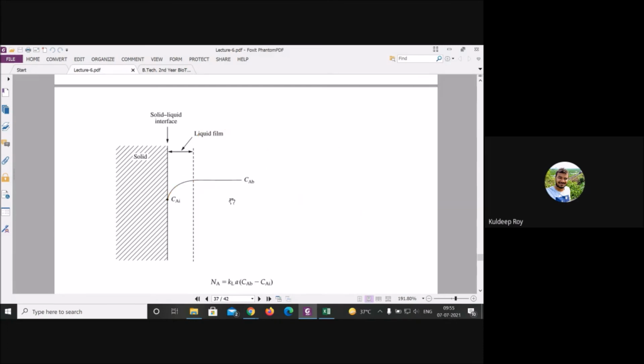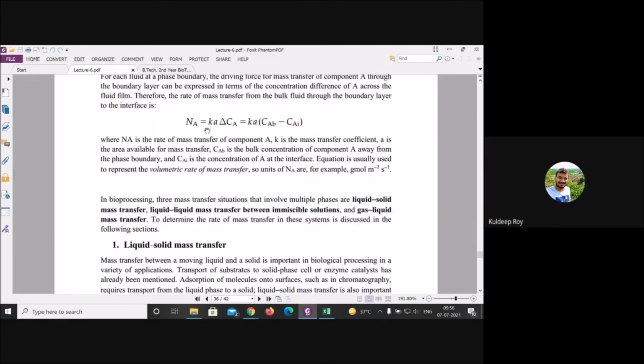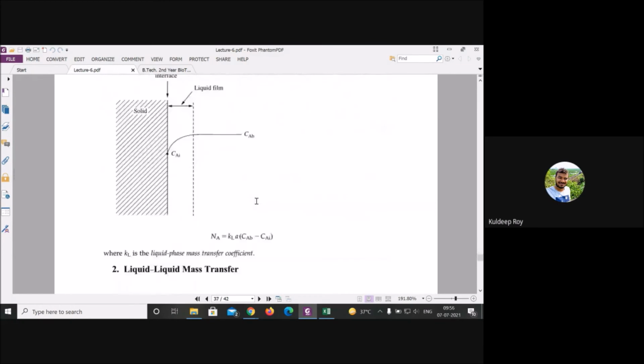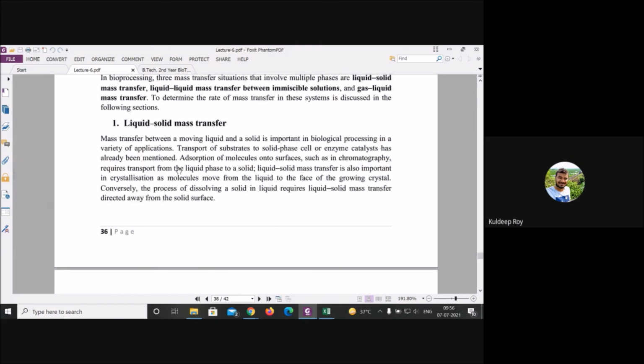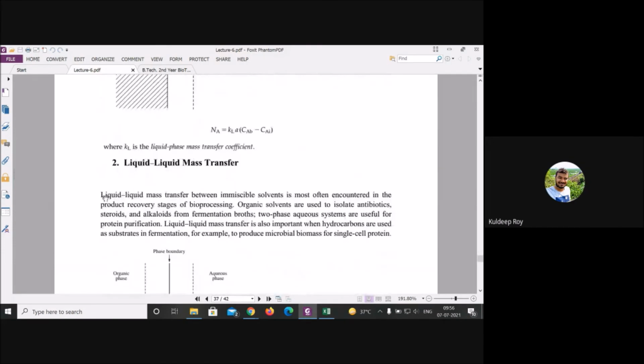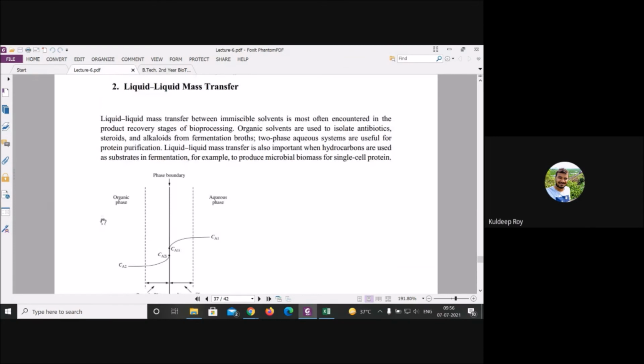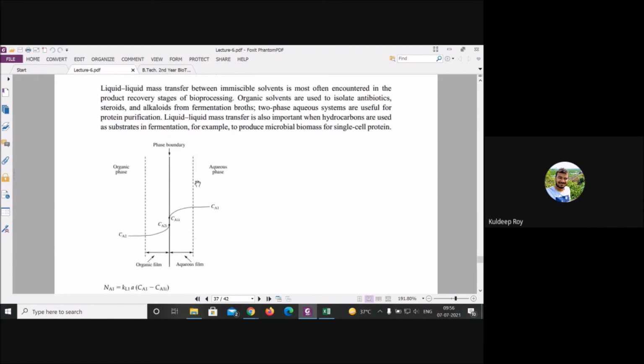Now this equation, NA is equal to kA(CAB minus CAI), you can easily determine. This is very simple for your liquid-solid. But when you talk about liquid-liquid, you will get two films, correct? Two films. This is one film, and this is another film. This is your organic film and this is the aqueous film. Now see the gradient, it is like that.